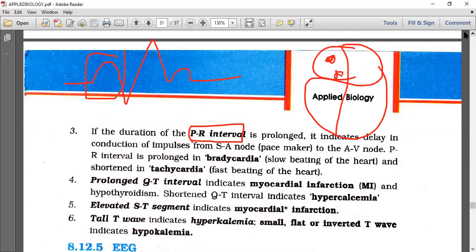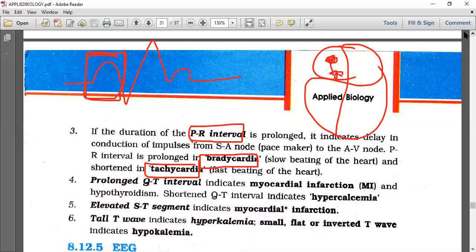Okay, so the PR interval is prolonged in bradycardia. Slow heartbeat, we say bradycardia. And shortened in tachycardia. So this interval is prolonged in bradycardia. When the heartbeat is slow, the PR interval is prolonged. Why? Because the electrical impulse passing from the SA node to the AV node is late.